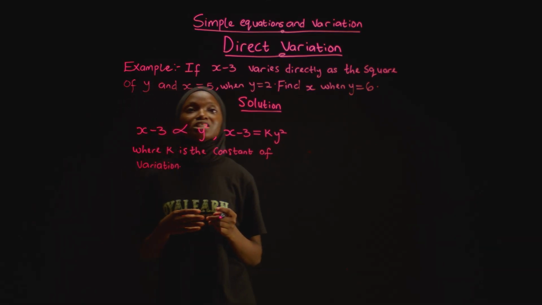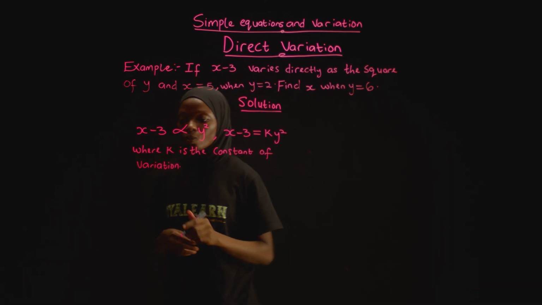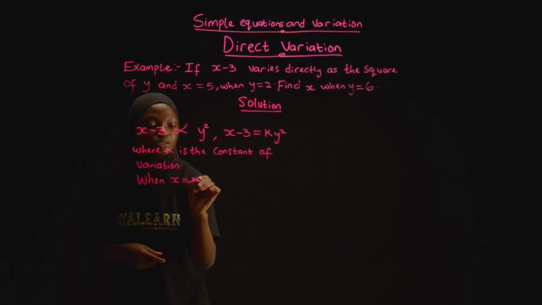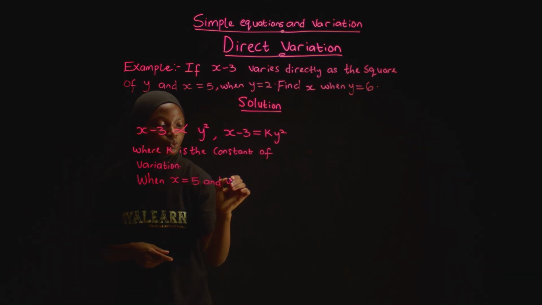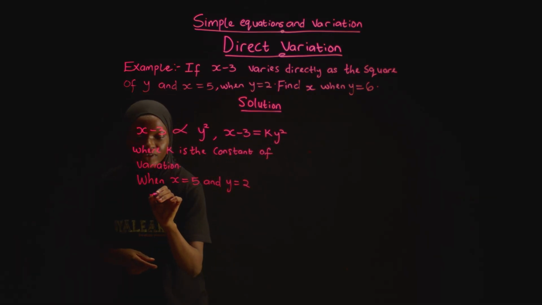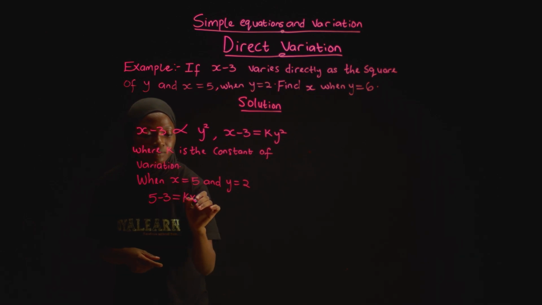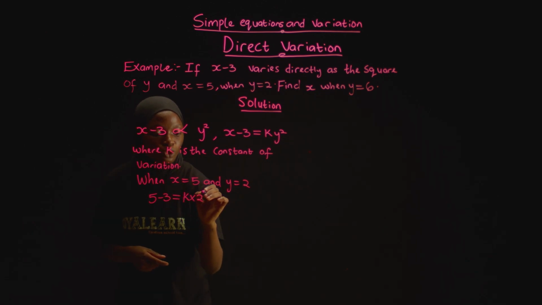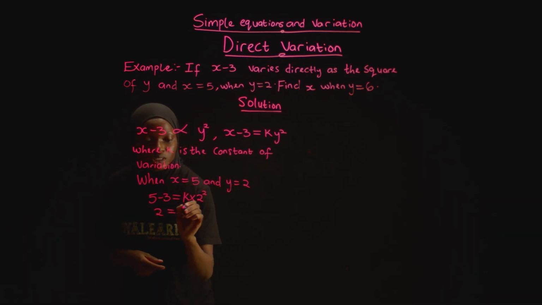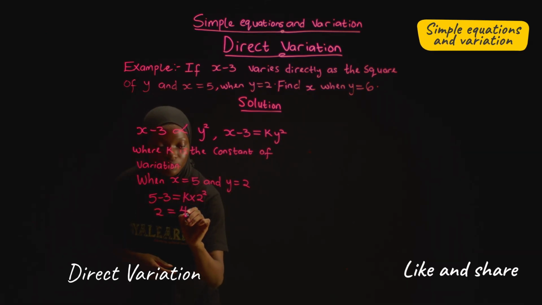Now we'll find our constant by using the first set of values we were given, that is x equals 5 and y equals 2. So when x equals 5 and y equals 2, our formula gives us 5 minus 3 equals k times y squared, that is 2 raised to the power of 2. Now 5 minus 3 here we have 2, equals 2 raised to the power of 2, which means 2 times 2 times k, that gives us 4k.